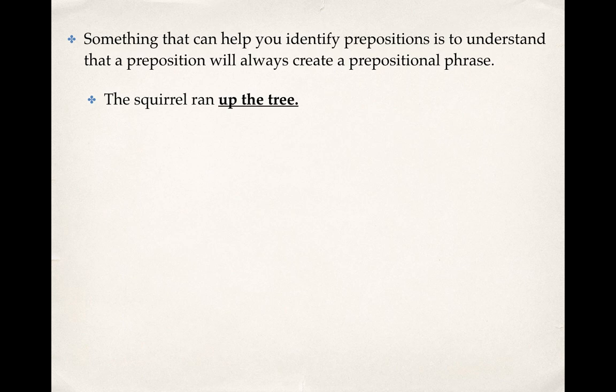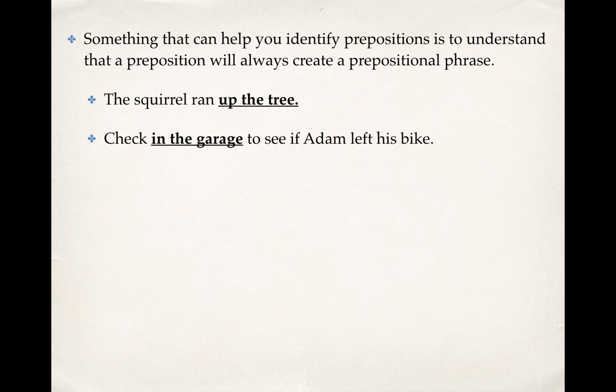Sometimes it's just two words where you don't have the article, but a lot of times it is three. Check in the garage to see if Adam left his bike. Just another example. Both the words tree and garage are what we would call the object of the preposition.